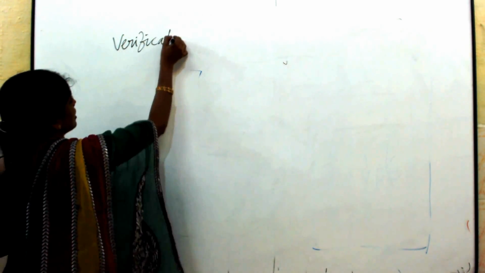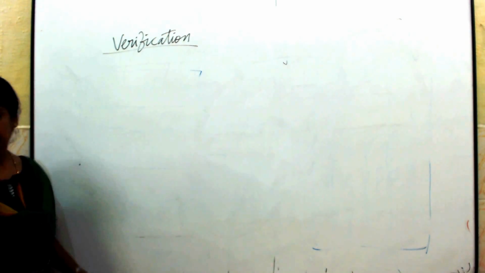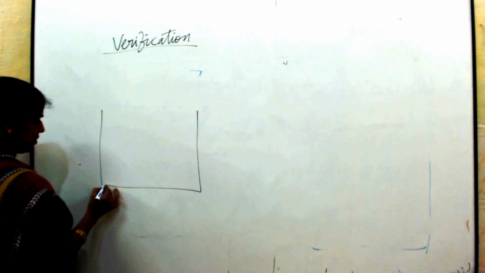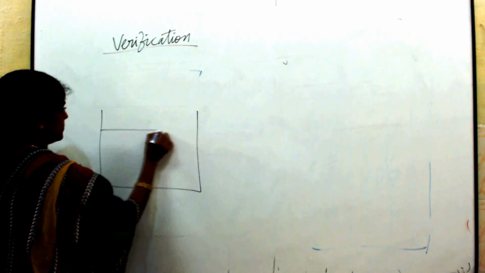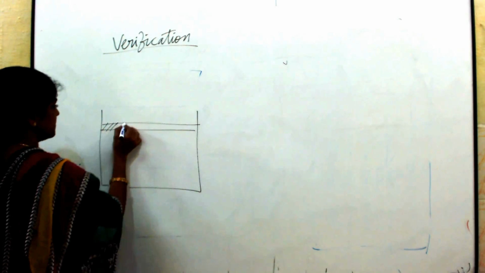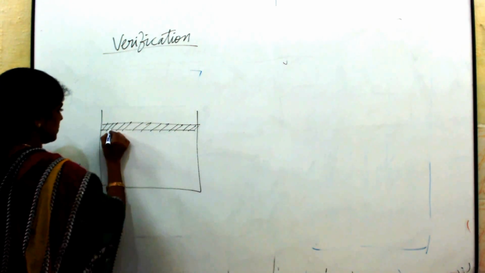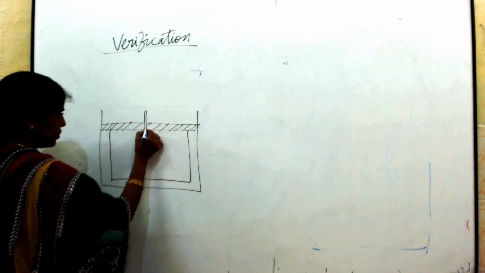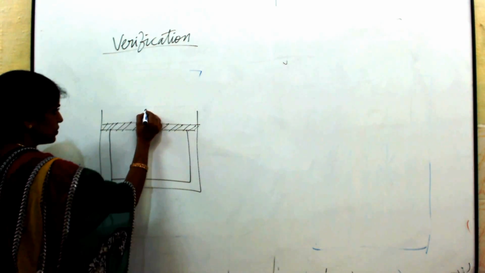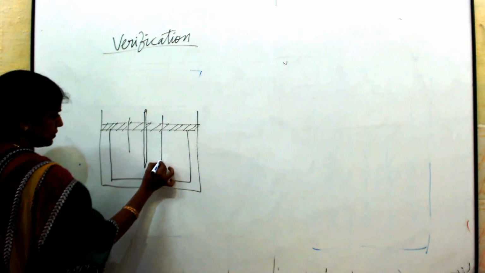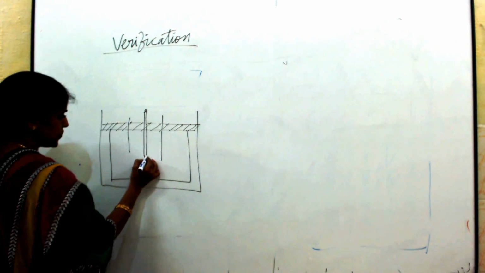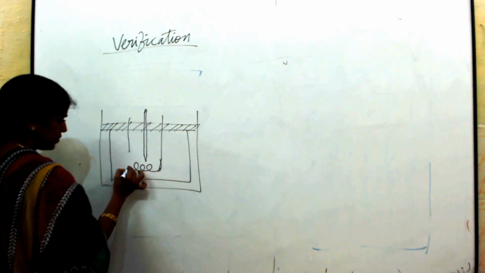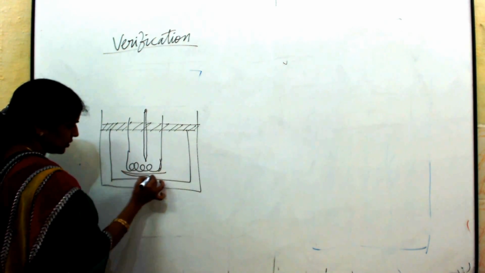Verification of this Joule's law by a simple experiment using Joule's calorimeter. This is your calorimeter. On this side I have a thermometer. And here I have oil. Stirrer.